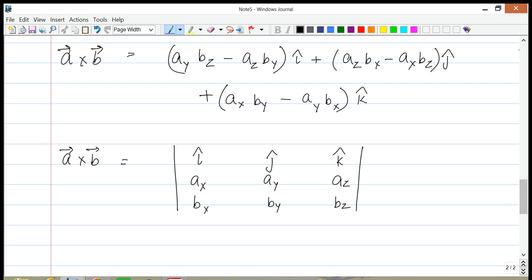So this is it for simply giving you a foundation of the cross product of vectors. We can apply this to a few simple problems, just figuring out what the cross products are, and then we can take it from there.